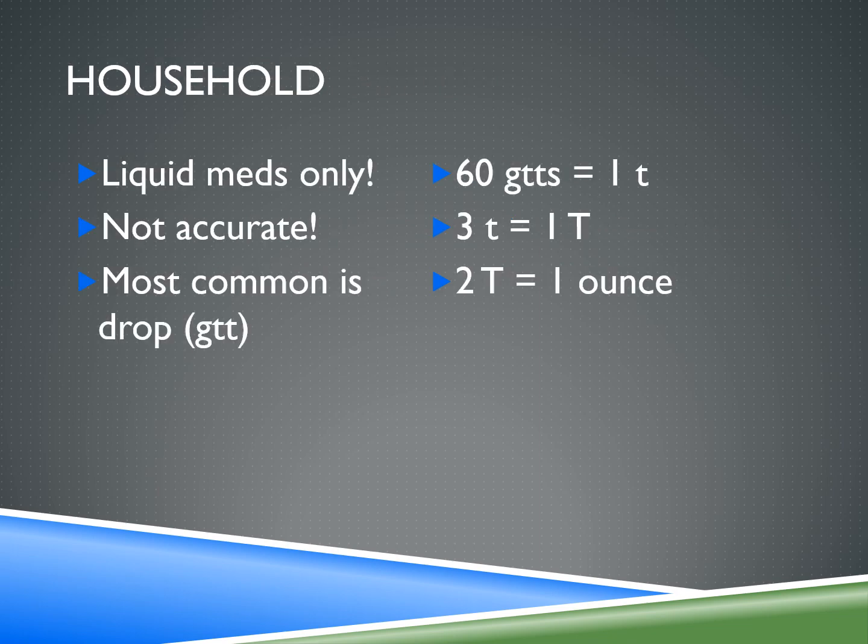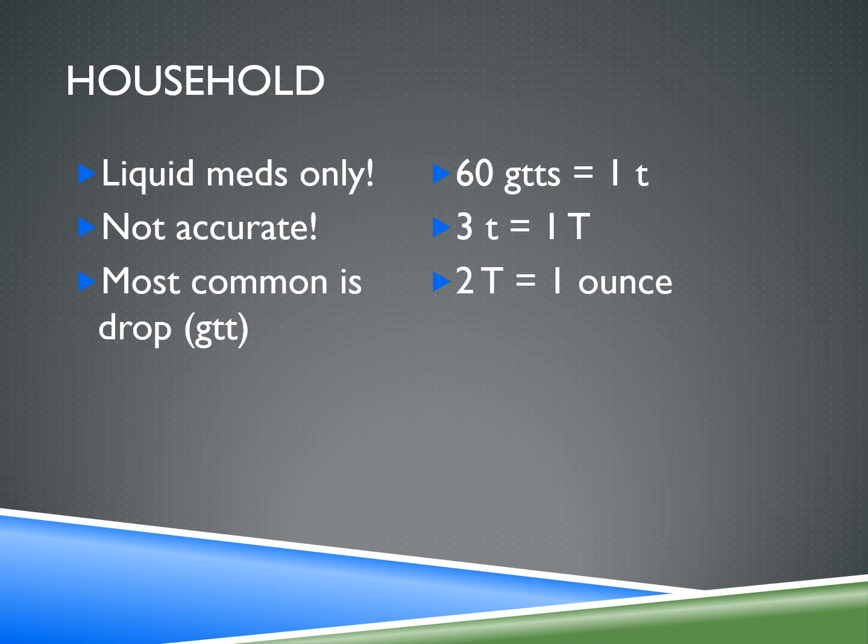All right, our last system of measurement is household, and this is for liquid meds only. And as we mentioned before, it's not very accurate. Using a tablespoon or a teaspoon out of your silverware drawer is not going to be an extraordinarily accurate measurement, but it will get you in the ballpark. The most common unit of measurement is going to be the drop, and that's if you've got a medicine dropper. It's abbreviated GTT, and you'll see that on a future abbreviations page coming up soon.